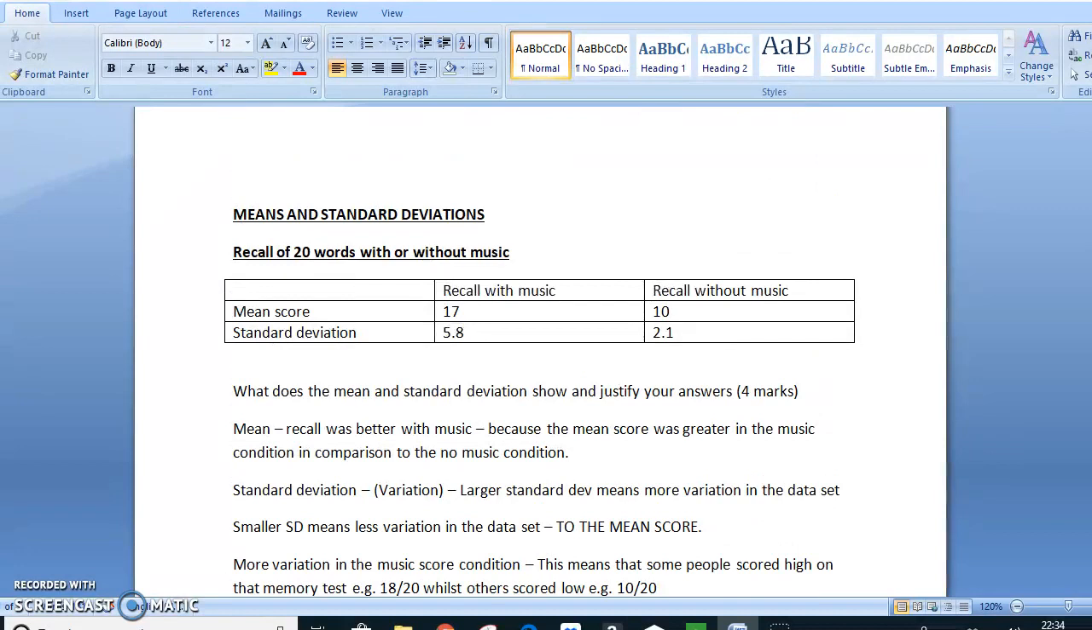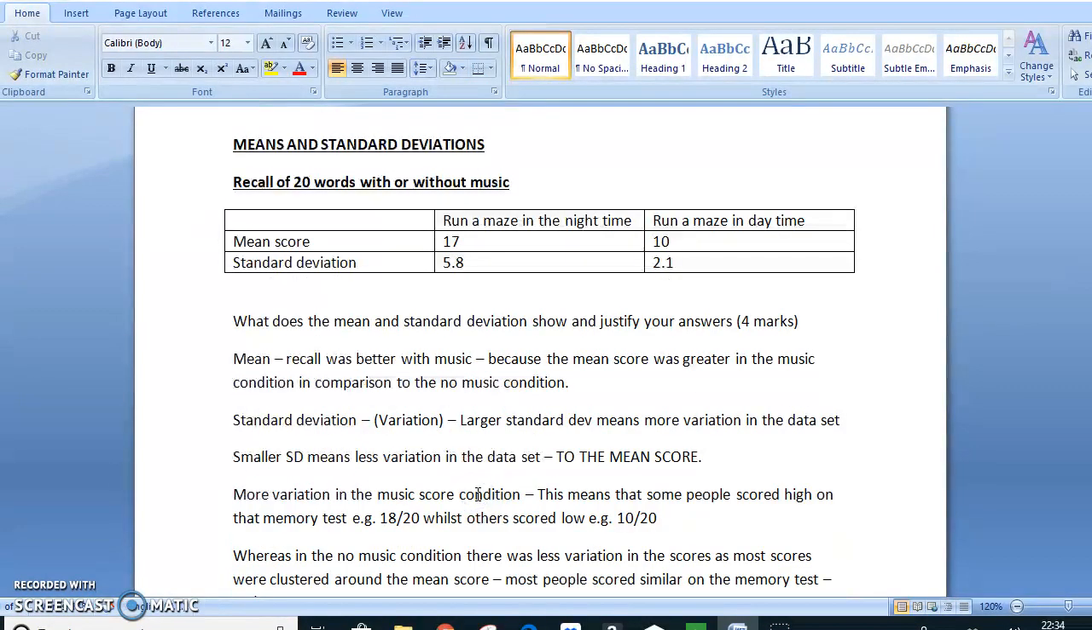And what I'll also say is just remember that the question could absolutely change. So it could be run a maze in the nighttime versus run a maze in daytime. So you really have to tailor your answer to that. Rather than saying music, no music all the way through, that's what you'd have to be referring to. So just stay focused on the scenario, and then hopefully that question would go well.